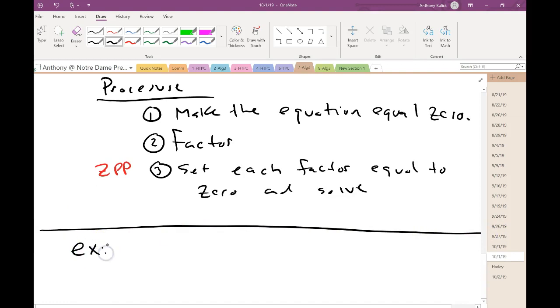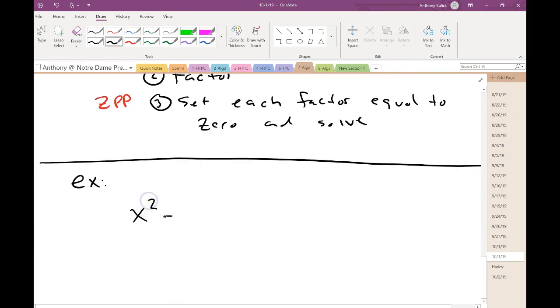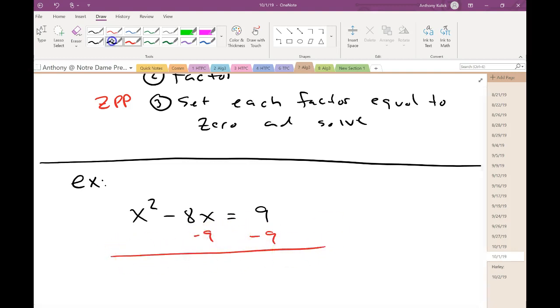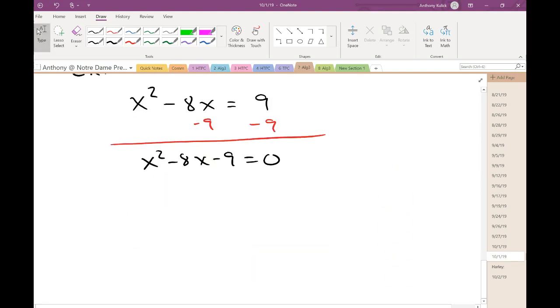Let's do some examples here, okay? Let's say we have x squared minus 8x equals 9. What should I do first here? Subtract 9 from both sides because I need my equation to equal 0. Right now it's equal to 9. That's not going to cut it. Okay. So now my equation is equal to 0. We're done with step 1. The next step is to factor it.